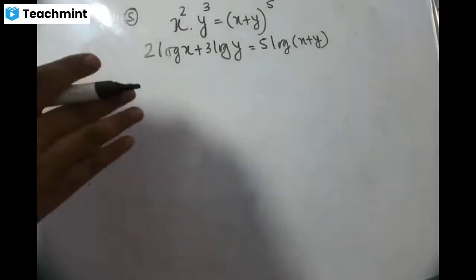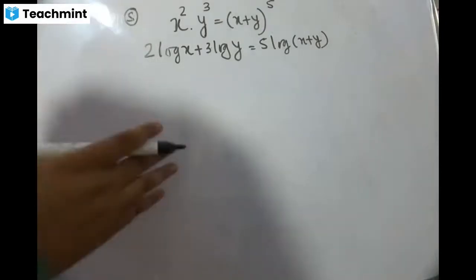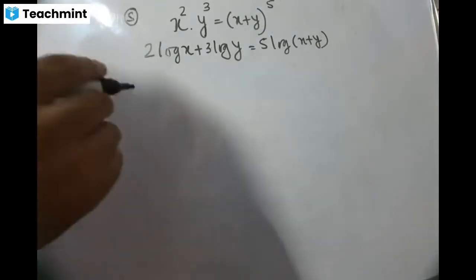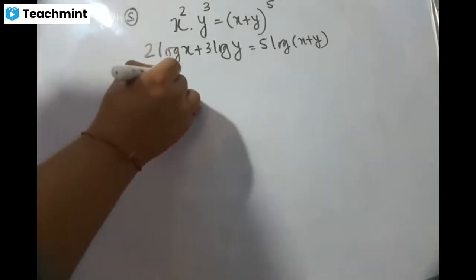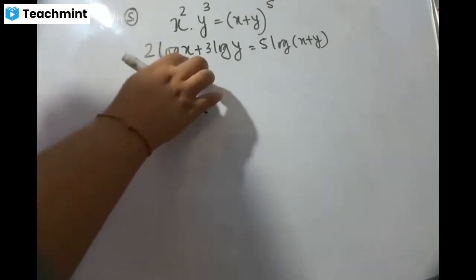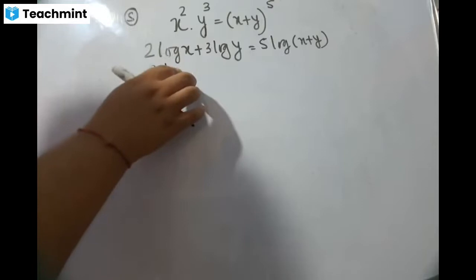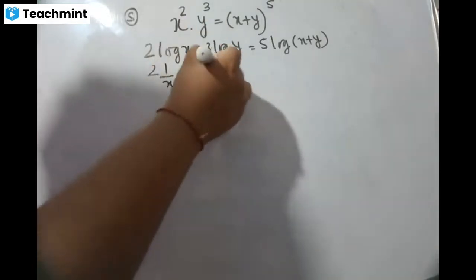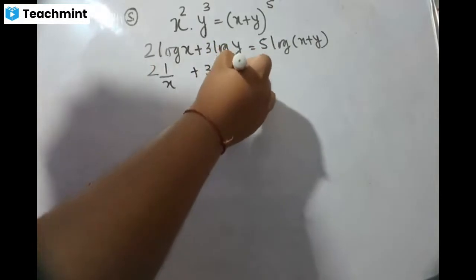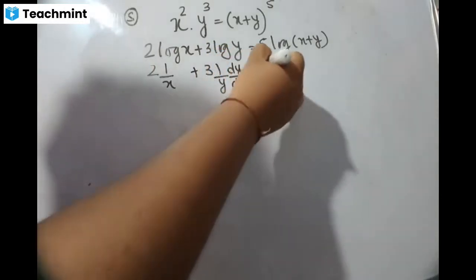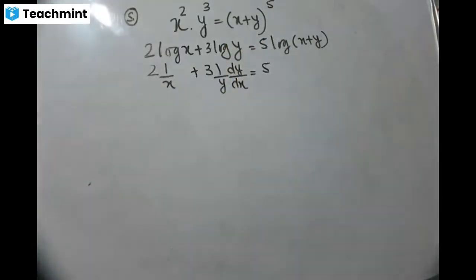So just keep in mind where to put d by dx and where not to put d by dx. Okay. So let's see whether you have understood or not. So 2 log x, the derivative is 1 by x. Write it here, because x with respect to x, dx and dx cancel. Plus 3 log y, the derivative is 1 by y. Out here you have to write dy by dx, because this is y. So dy by dx equal to 5. 5. Okay. 5 sir.